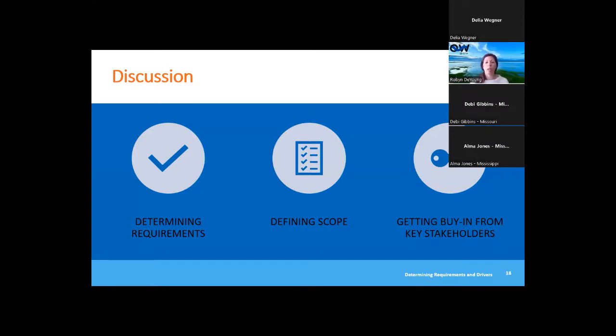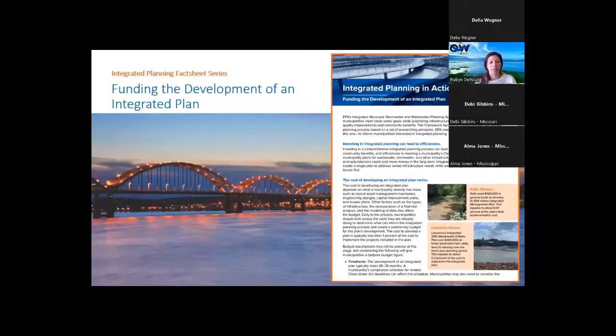All right, let's go to the next slide. Now, funding is a really big part of the integrated planning process because a lot of times getting the funding to do anything related to water infrastructure can be very difficult, but times are changing, especially with the bipartisan infrastructure law. And many of the municipalities have actually used their water utility fees to fund their integrated plan.